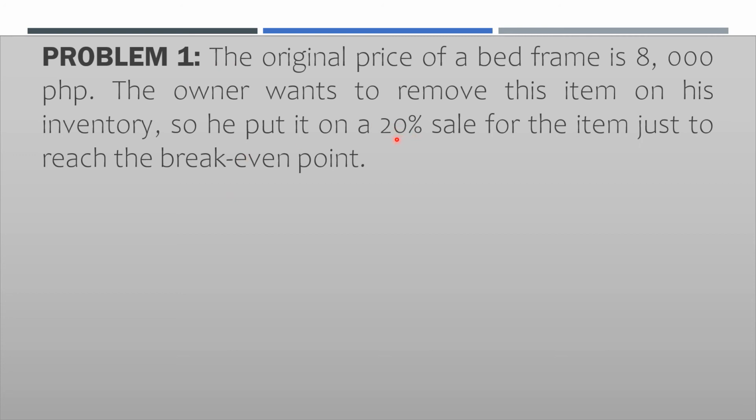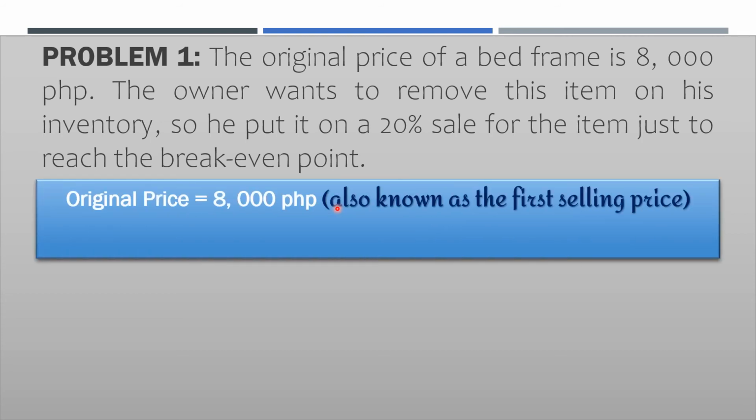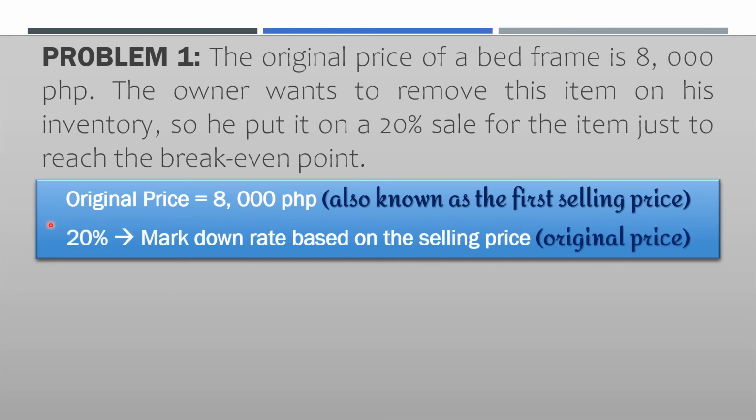Since we can see here the word sale. When we say sale, may bawas tayo sa presyo. Okay. Pag nagbawas tayo, sabihin, meron tayong tinatawag na markdown. So, the givens are, we have here 8,000 pesos, the original price, also known as the first selling price. And then next, we have 20%. This is the markdown rate based on the selling price or the original price.